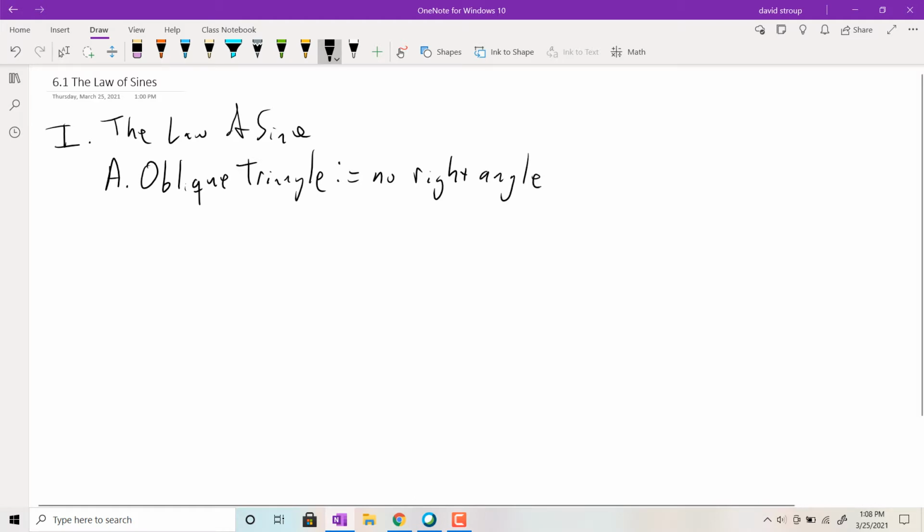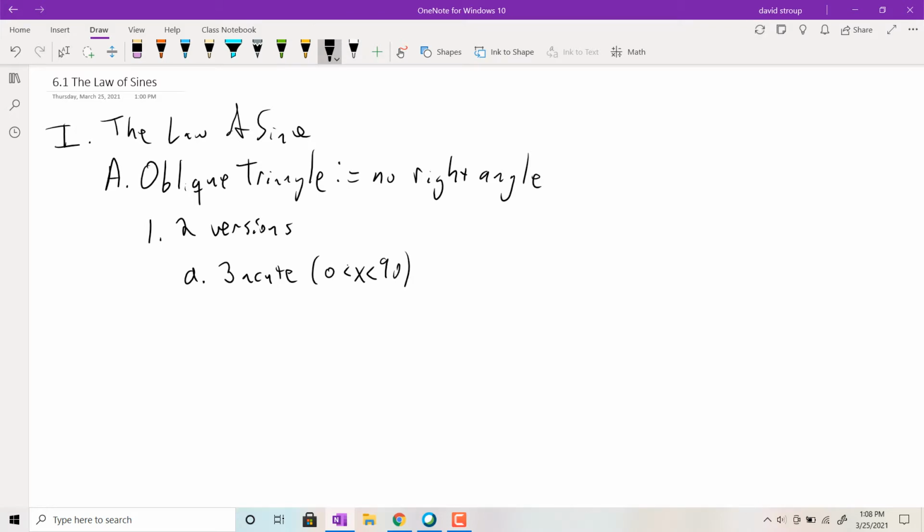There's two versions. The first version is where you have three acute angles. Remember, acute means in between 0 and 90 degrees. I don't even think you could say it's equal to. I think it's strictly in between 0 and 90. I'd have to look that up.